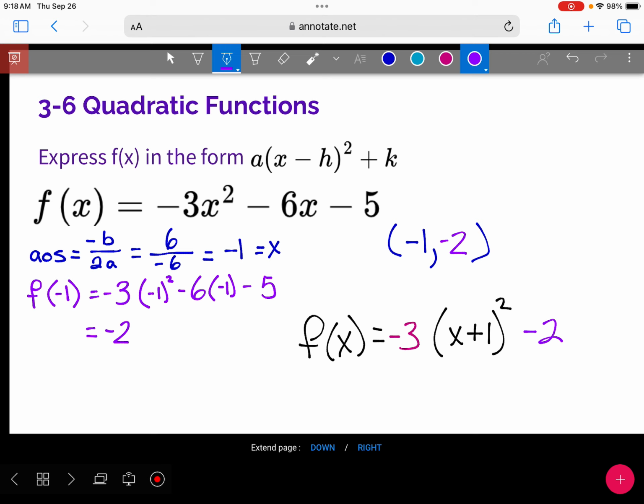We're going to do one more, and then we'll move on to something else.